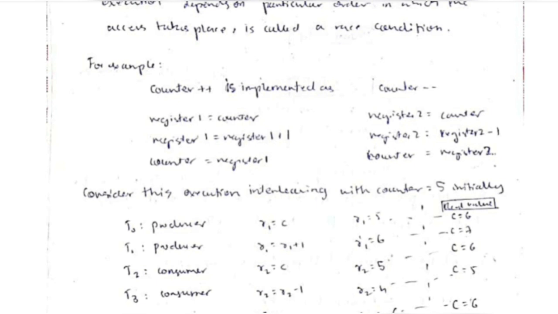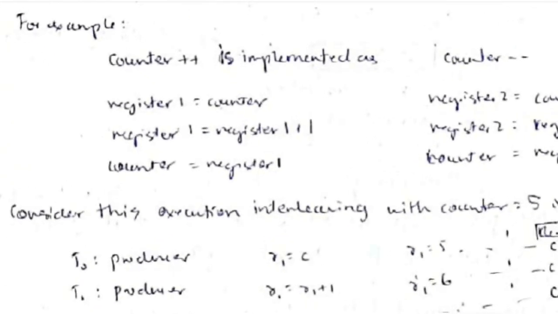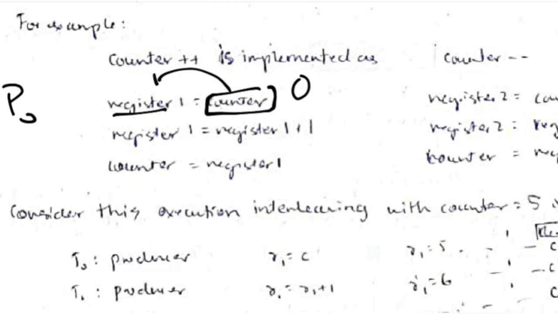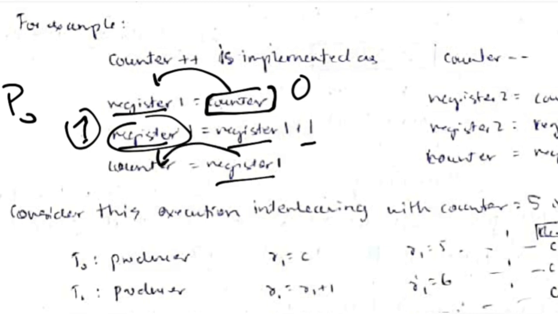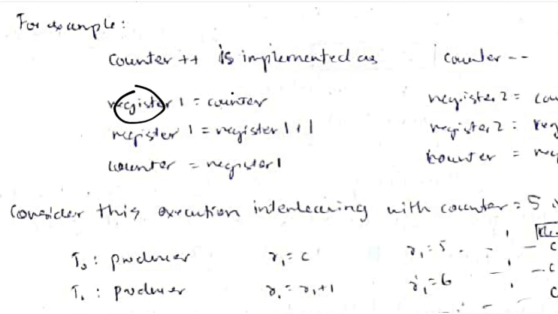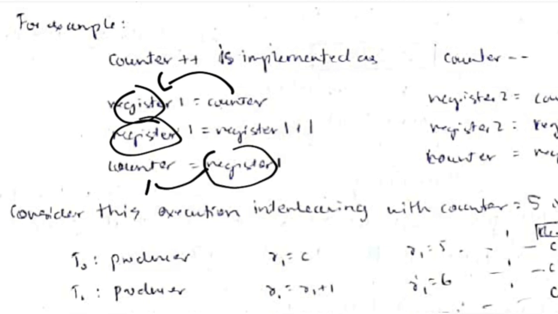Before that, understand how the implementation of counter plus plus works. In counter plus plus, if the producer produced a data, P naught, at that time register 1 will become counter. If the counter is initialized as 0, register 1 will have the value 0, and register 1 will increase its value by 1. So register 1 plus 1, now register 1 has the value 1, and that value will be copied back to counter. So this is a 3-step process. In the first step, register 1 will have the value of counter, register 1 will be incremented, and finally the value of register 1 will be copied to counter.